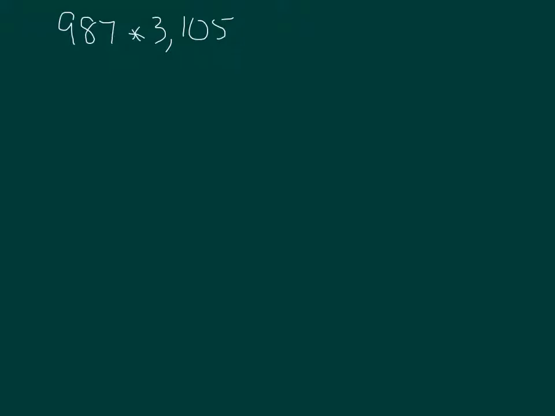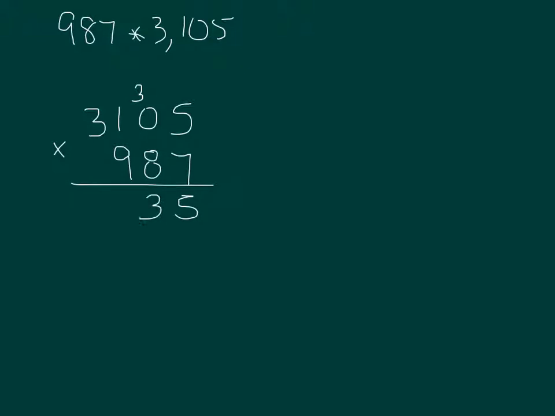So this first problem, I have 987 times 3,105. I'm going to put the one with more digits on top. So I'm going to have 3,105 times 987. When I multiply, I'm going to start with the ones place. 5 times 7 is 35. 7 times 0 is 0, plus 3 is 3. 7 times 1 is 7. And 7 times 3 is 21.